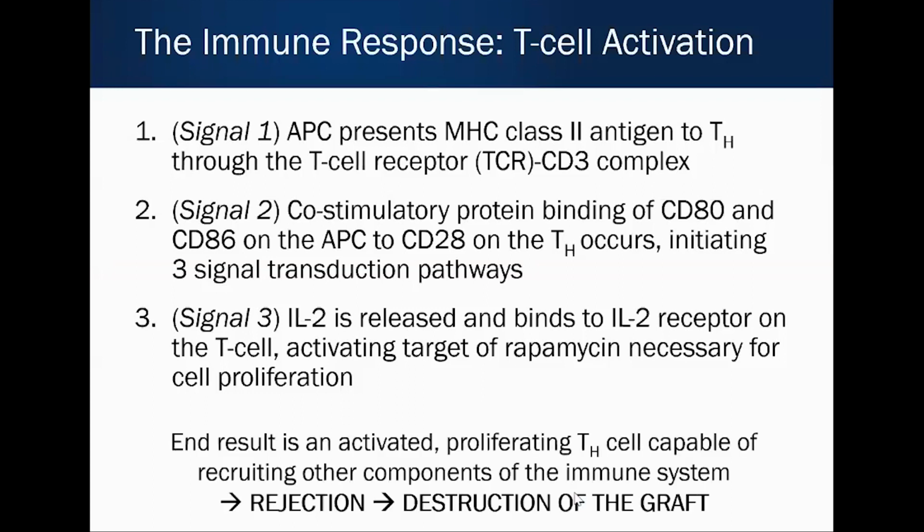And so if that's allowed to continue to occur in our transplant patients, this is what can lead to rejection, which can then lead to destruction of the graft. So we target that T cell replication at several different steps with our maintenance immunosuppression, which we'll talk about in more detail.